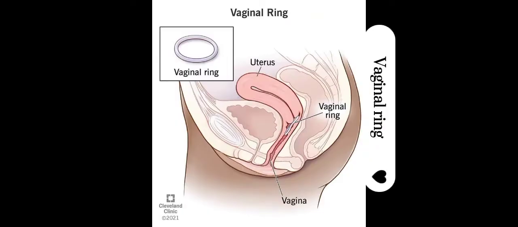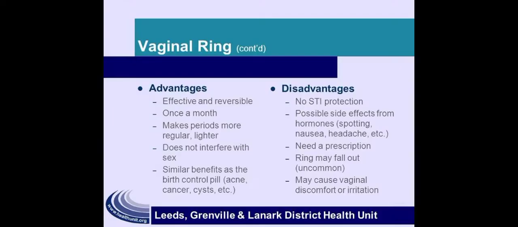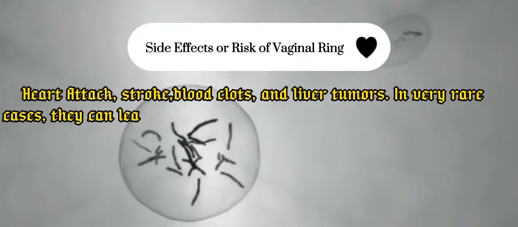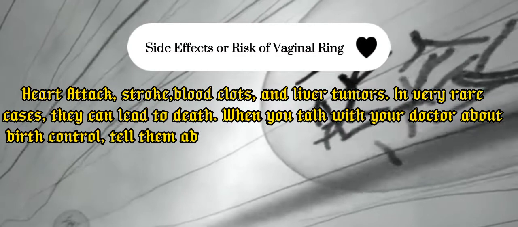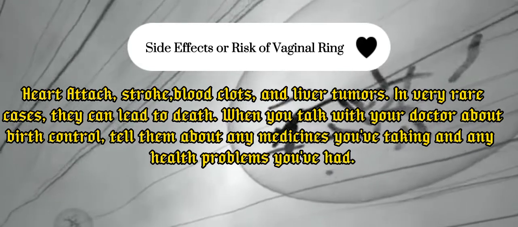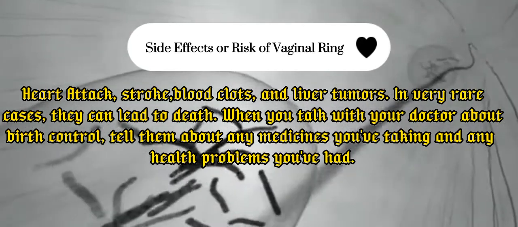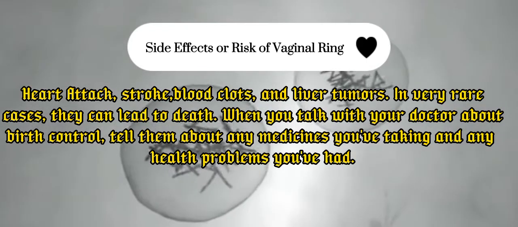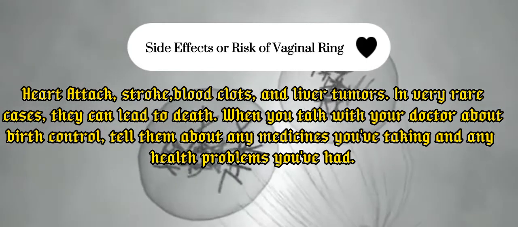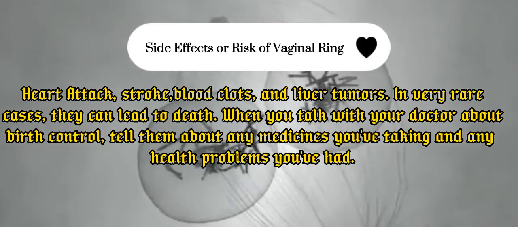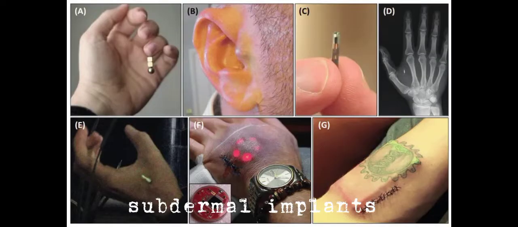Vaginal ring. Heart attack, stroke, blood clots, and liver tumors. In very rare cases, they can lead to death. When you talk with your doctor about birth control, tell them about any medicines you've taken and any health problems you've had.